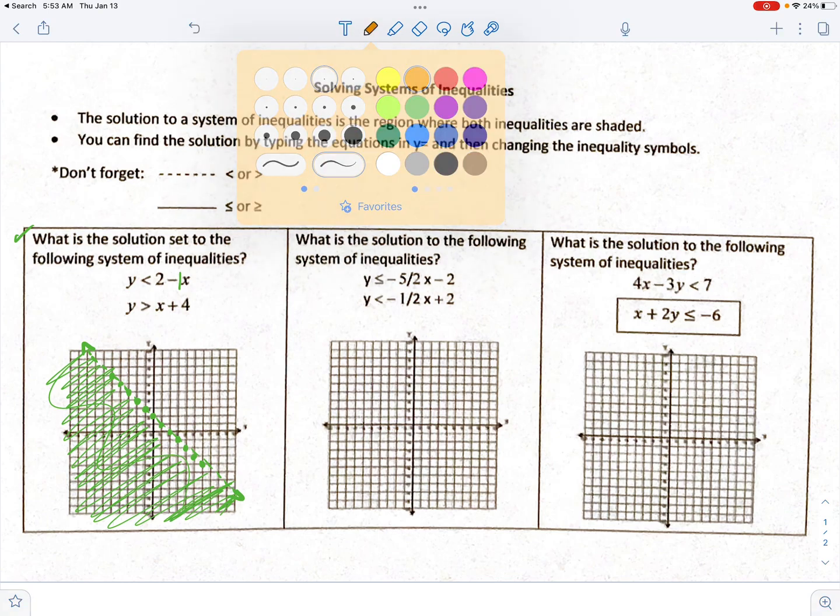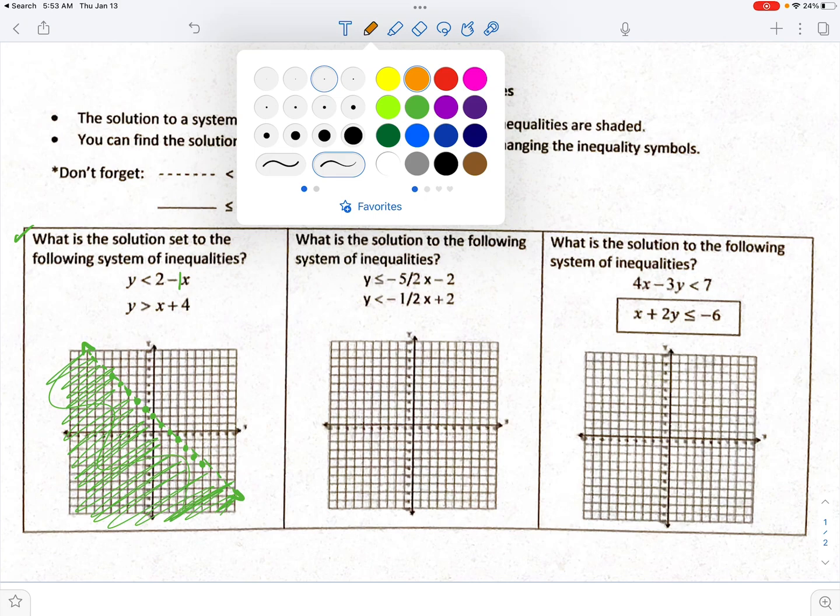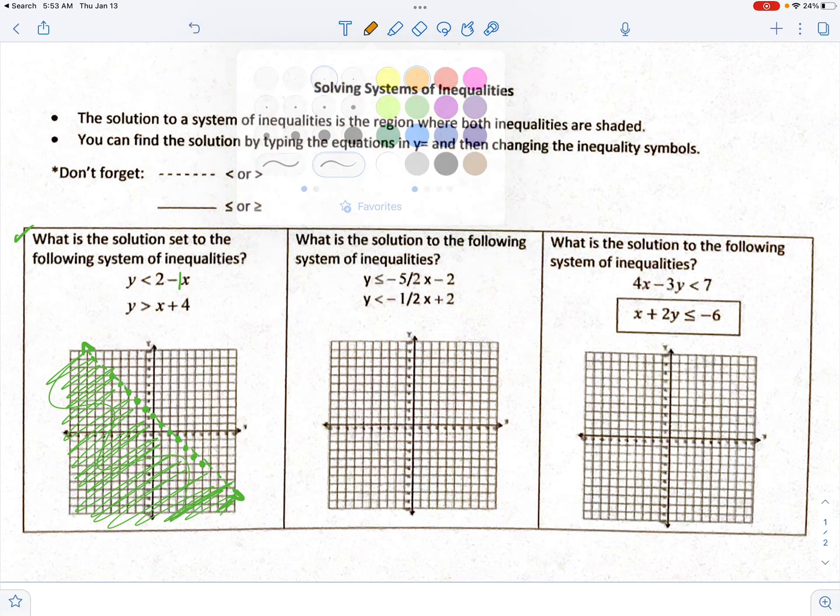For the next one, I'm going to use a different color here. When we graph y is greater than x plus 4, don't forget we start at the 4. And then we go up 1, right 1, since the slope is 1. And remember, we can do this in the calculator. I'm just doing it by hand. And then dashed lines. And since this is greater than, we shade above.